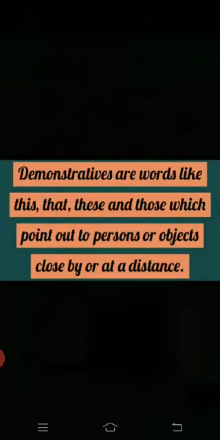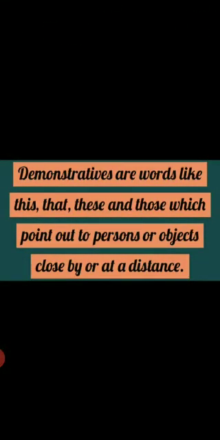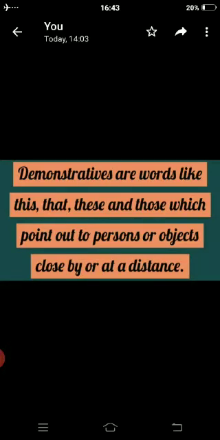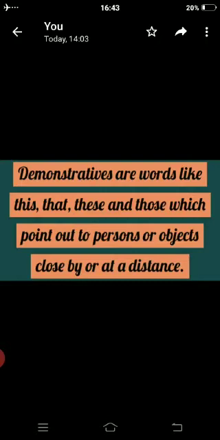Moving forward to the next determiner, that is demonstratives. So what are demonstratives? Demonstratives are words like this, that, these, those, which point out, demonstrate or display something to persons or objects close by or at a distance. Some examples here you can see: this box, that box, these boxes, those boxes.